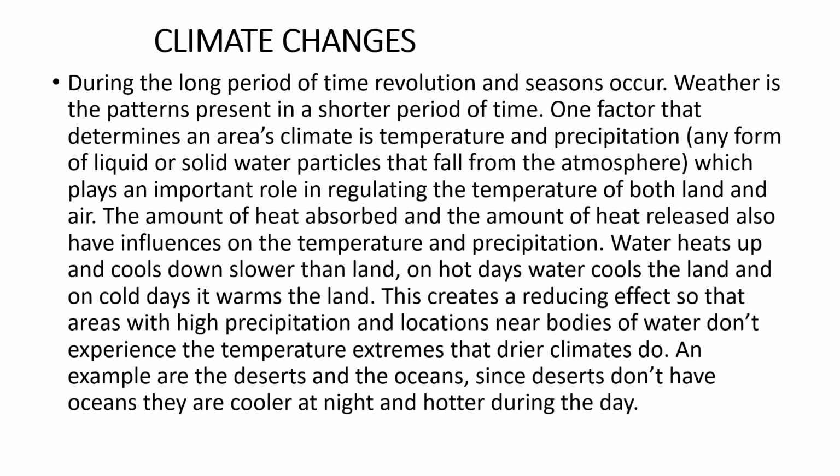Water heats up and cools down slower than land. On hot days, water cools the land, and on cold days, it warms the land. This creates a moderating effect so that areas with high precipitation and locations near bodies of water don't experience the temperature extremes that drier climates do. An example is the deserts and the oceans. Since deserts don't have oceans, they are cooler at night and hotter during the day.